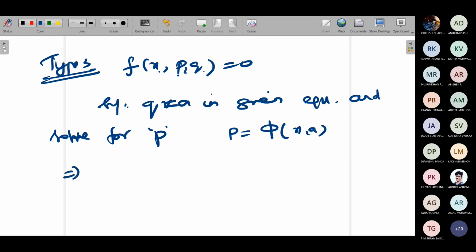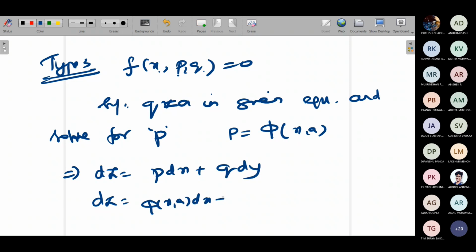The required solution is obtained by dz equals p dx plus q dy. So dz will be equal to phi of x comma a into dx, and q is equal to a, so plus a dy. Then integrate, and after integrating you get the required solution. This is type 3, subdivision 1.